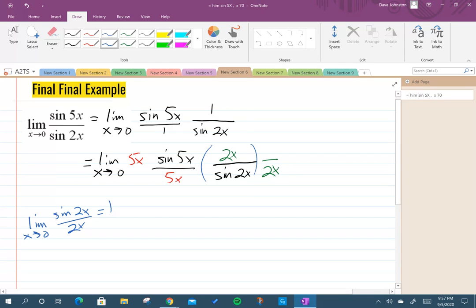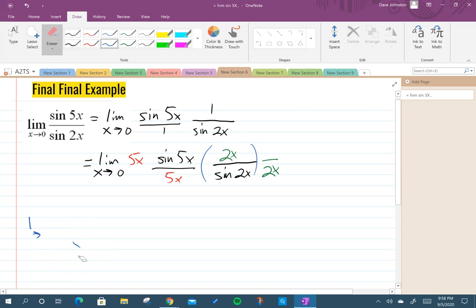Well, what happens if I flip everything over? The limit as x approaches 0 of 2x over the sine of 2x, guess what? I'm going to flip over my answer too. And that's just 1 over 1, and that's going to get me 1 over 1, so it's just 1. So don't freak on that one.